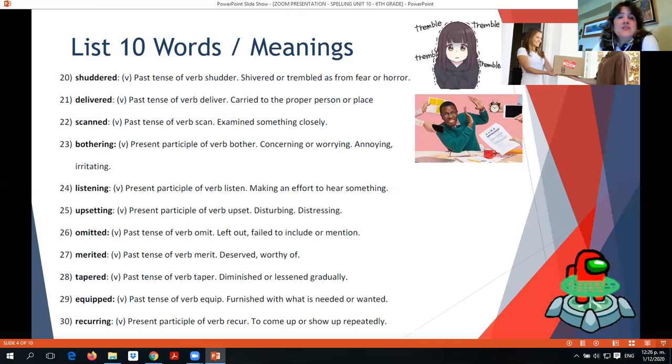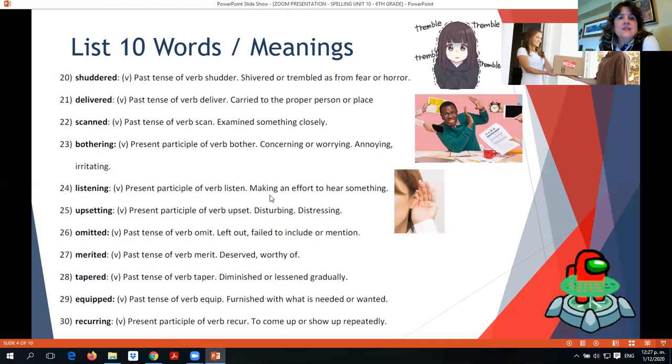And number 23, bothering, is the present participle of the verb bother. It means concerning or worrying, annoying or irritating. So all these people around this guy, they are bothering him because maybe he wants to have his coffee and work in peace, and they're all asking him questions and telling him to look at something. So they are bothering him.